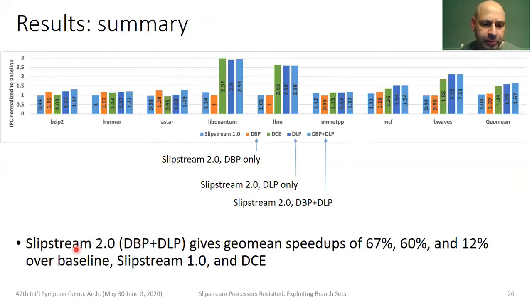Summarizing performance, Slipstream 2.0 gives a geometric mean speedup of 67% with respect to the baseline, 60% with respect to Slipstream 1.0, and 12% with respect to DCE. And with respect to DCE, it can give significant performance boost due to this cache-miss load feeding mispredict problem.